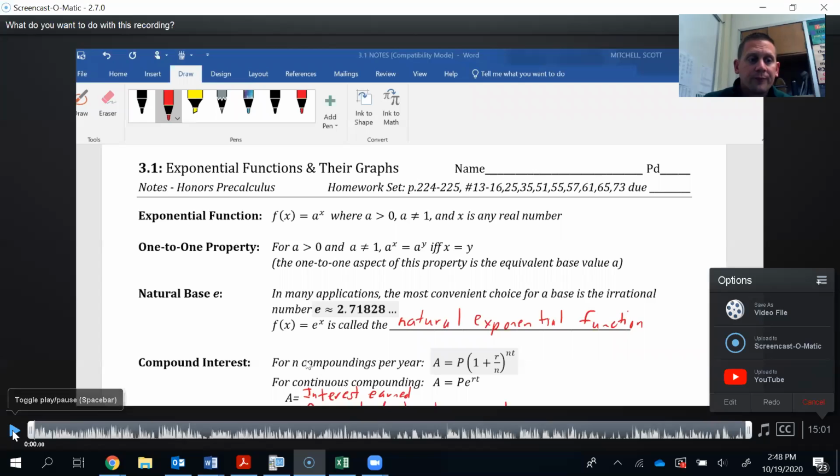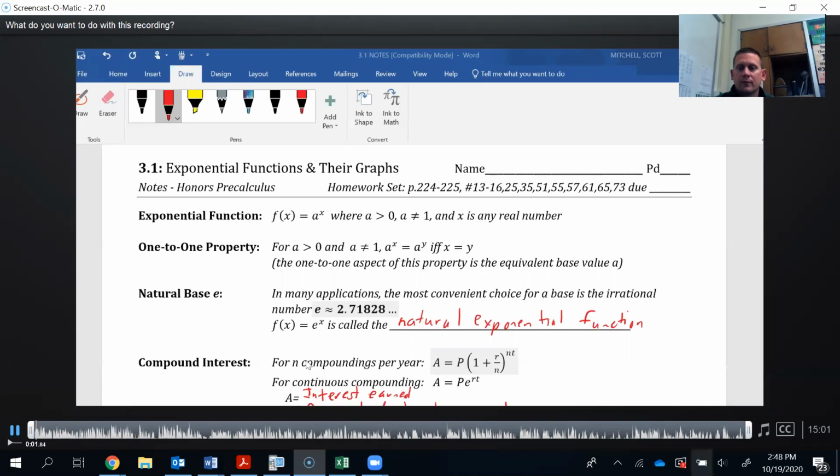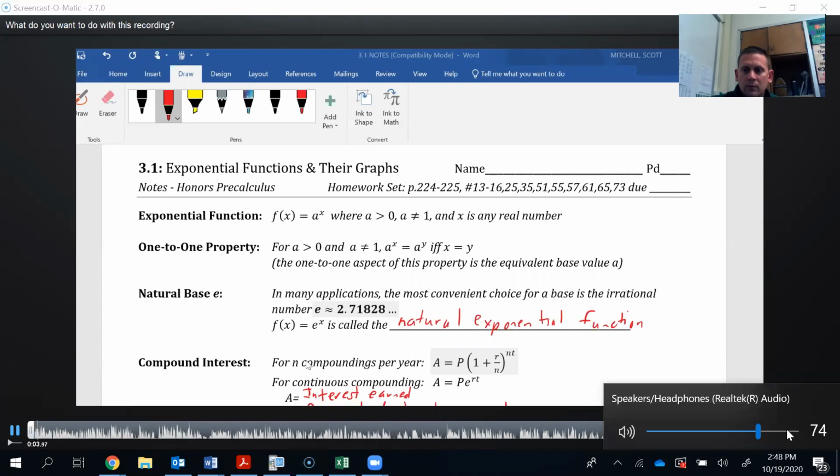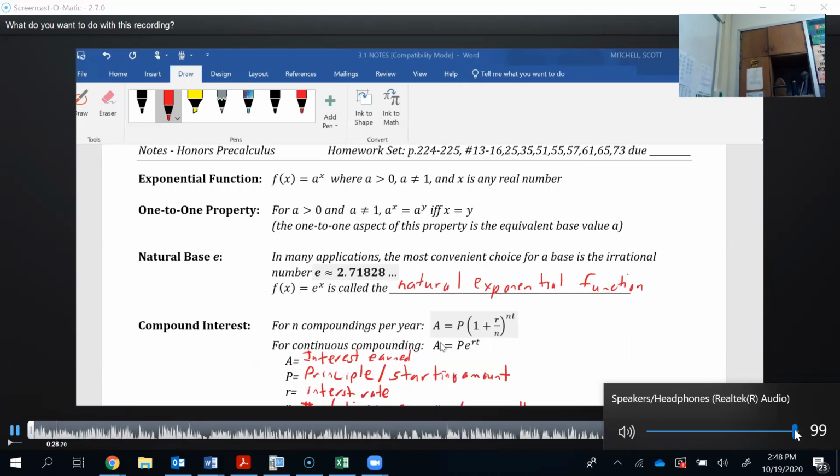Hey, pre-calc students, Mr. Mitchell here. We're going to take a look at exponential functions and their graphs today. Got some notes here at the top. When we look at e to the x, that's called the natural exponential function. We also have a natural log function that we'll deal with in the next section. But this section is all about exponential functions and graphs. So just some information up here on how to use certain things we need to be aware of.